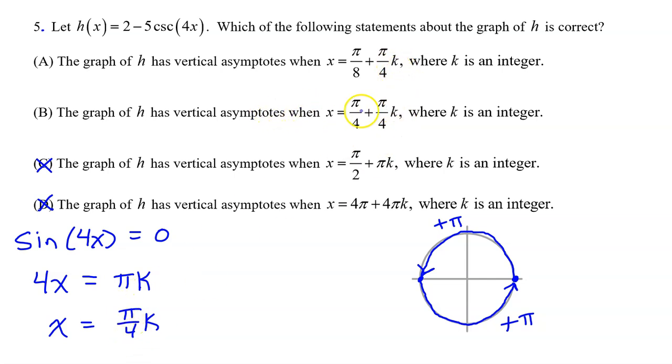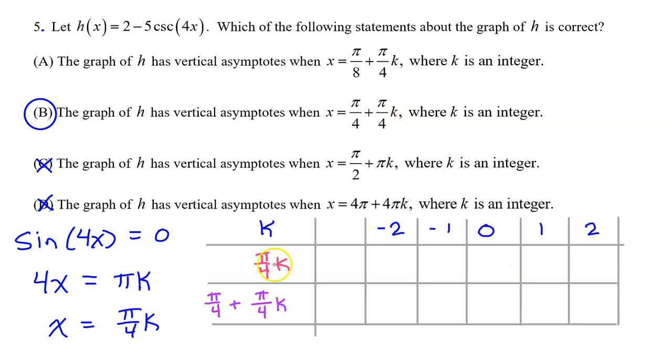In fact, I'm pretty sure the answer is simply going to be B, because we are talking about the asymptotes are multiples of pi over 4. And adding an extra pi over 4 to an infinite list of multiples of pi over 4 is not really changing the set. It's the same set of numbers. Let me prove that to you.